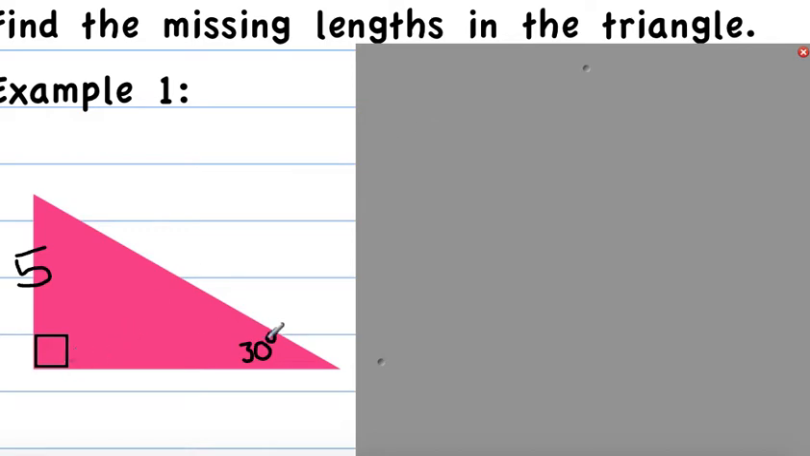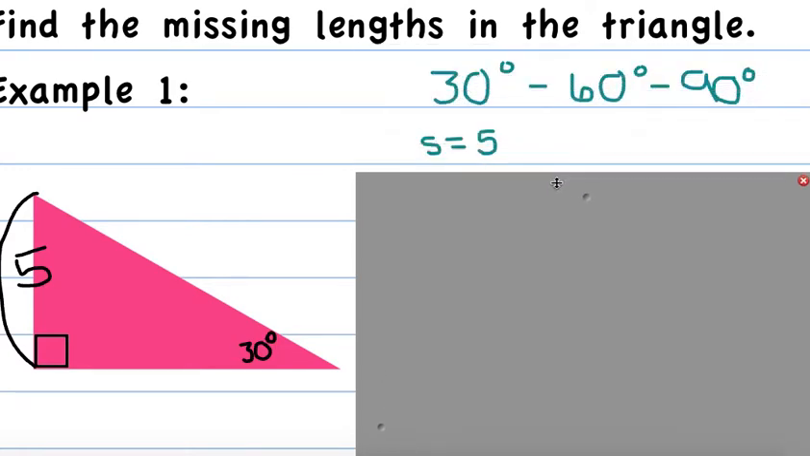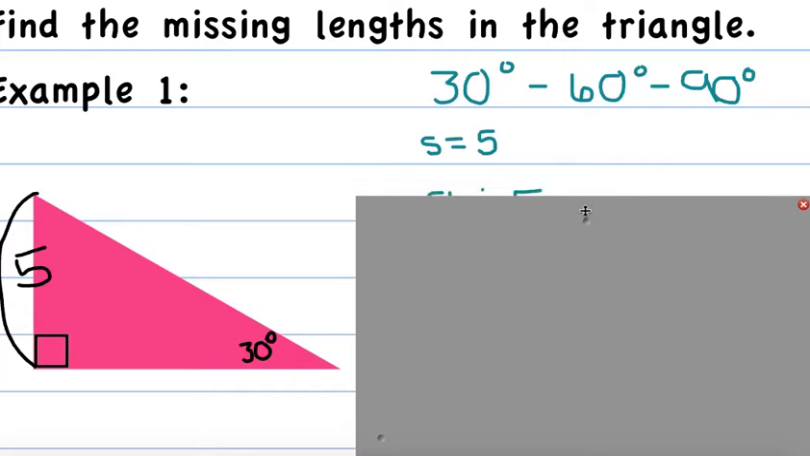So we know that it's a 30-60-90 triangle because we have our square, so we know it's a 90-degree angle. We have 30, so by default the other measurement is 60. And we were given that the short side of the triangle right here, the short leg, is a measurement of 5. So we know right away it's a 30-60-90. S in this case is equal to 5. And now it's just a process of going through and applying the different formulas to find the different lengths.